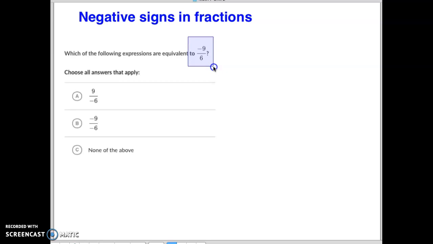So in this one you can see negative 9 over 6, that's one negative sign. So a negative divided by a positive is a negative. So if you have one negative, it's a negative. If you have two negatives, it's a positive. Three negatives, a negative. Four negatives, positive.